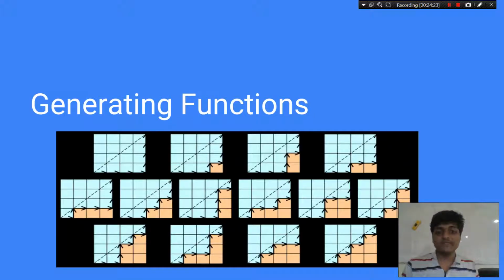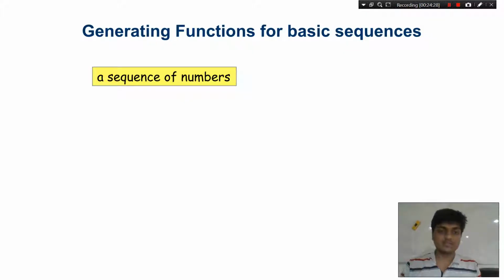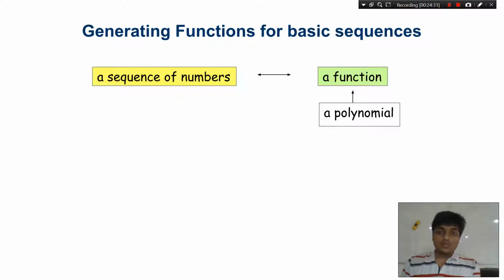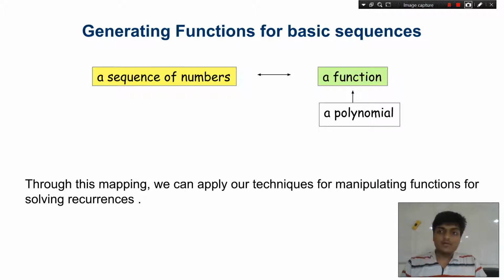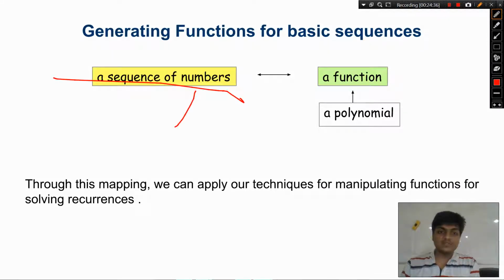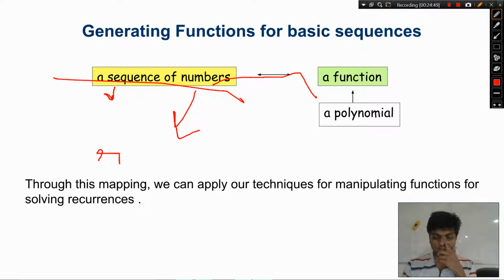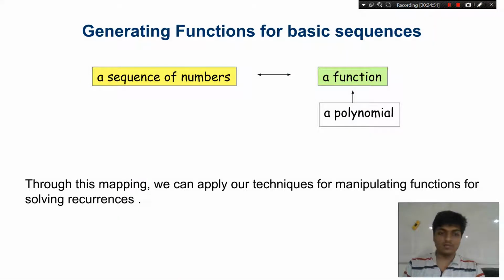Now we come to the topic of generating functions, which are often used for solving recurrence relations. The basic concept is that for any sequence of numbers which the recurrence relation satisfies, we first find a function, and this function is a polynomial. So for every sequence we associate a function, and this is a one-to-one association. By mapping every sequence of numbers to a function, you can easily find the explicit formula for the number sequence.